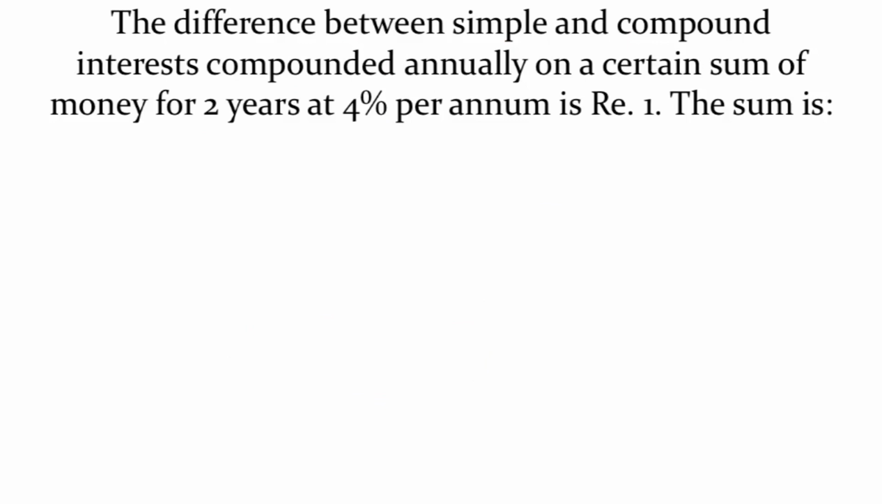The difference between simple and compound interest compounded annually on a certain sum of money for 2 years at 4% per annum is 1 rupee. Find the sum.